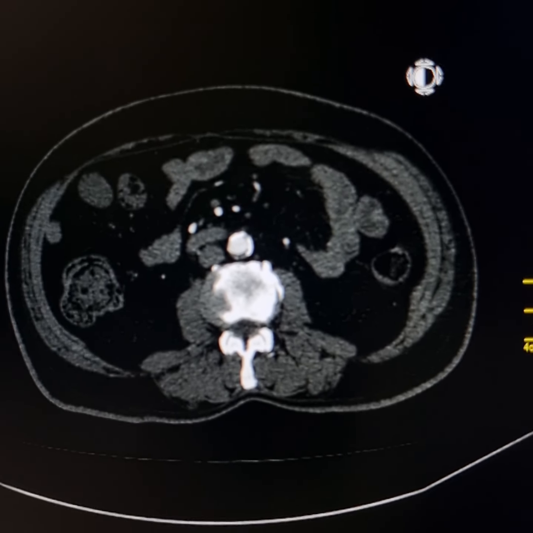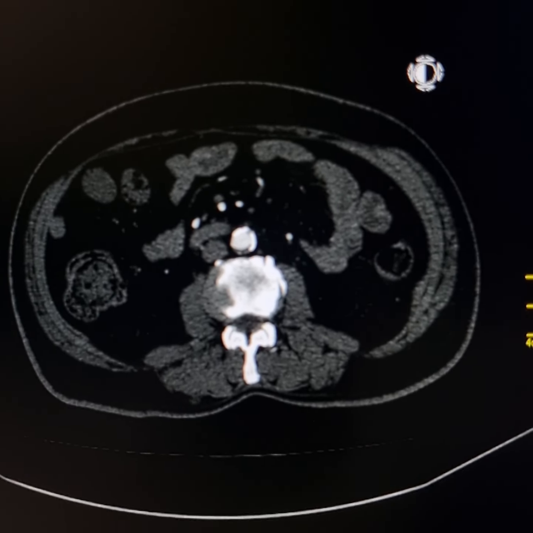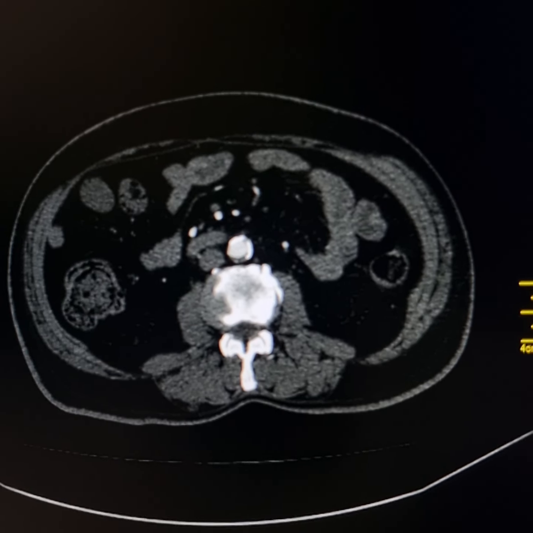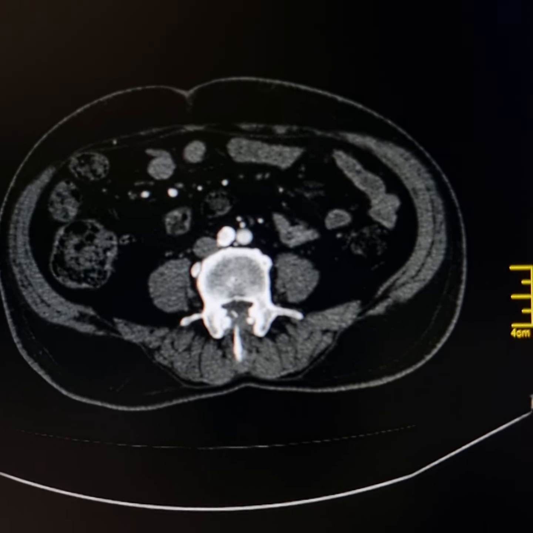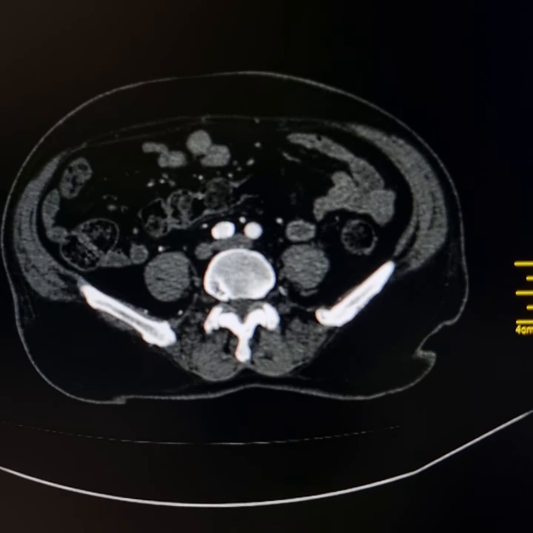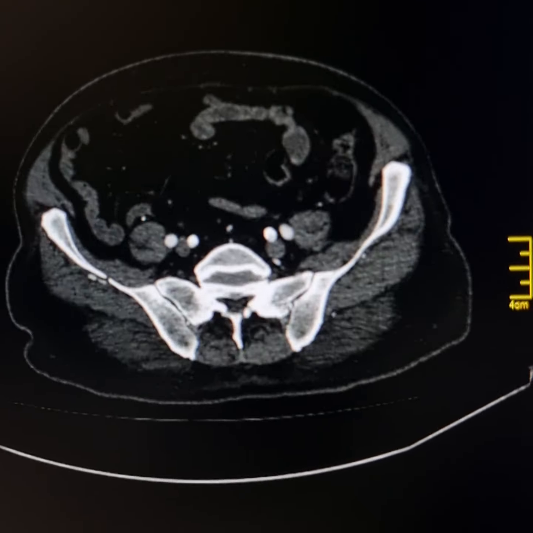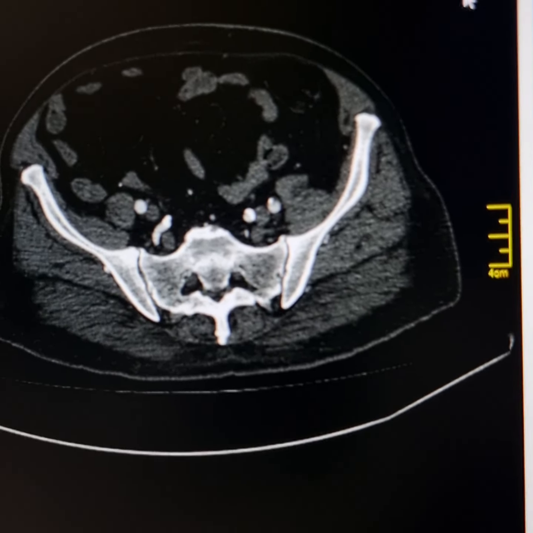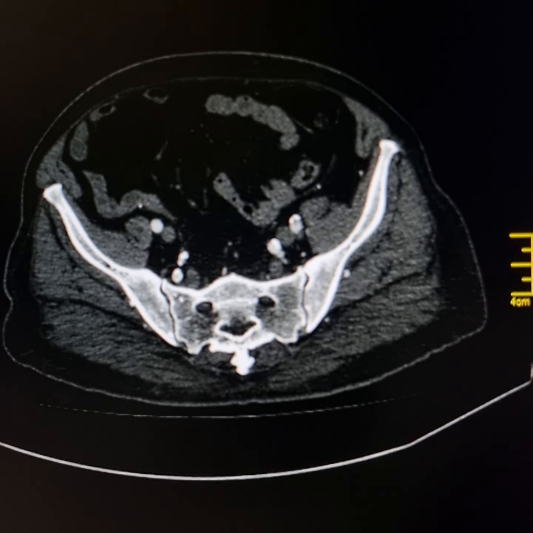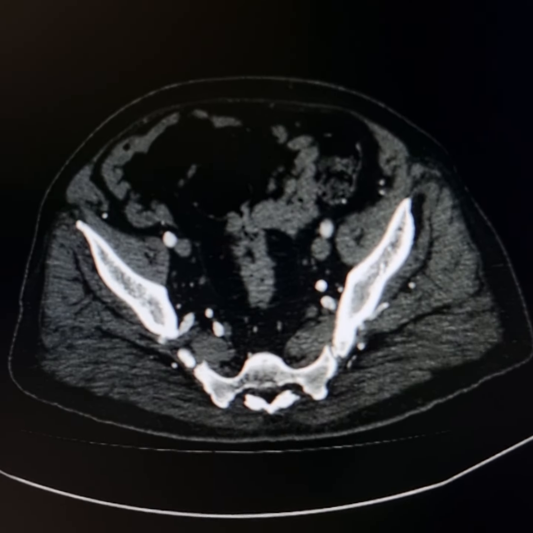Now this is CT angiogram. You find mild luminal narrowings of lower part of abdominal aorta and left common iliac artery, while moderate luminal narrowings of left external iliac artery are present.